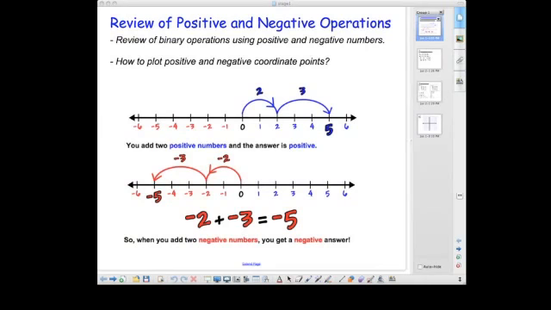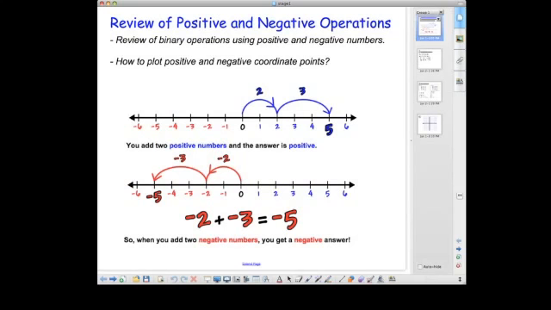So we're going to look at a review of positive and negative operations. As we get into graphing data and writing linear equations, you're going to see positive and negative numbers. And it's really important to remember how to plot positive and negative coordinate points, and also how to review the binary operations and knowing how to add and subtract, multiply, divide positive and negative numbers. These are really important skills.